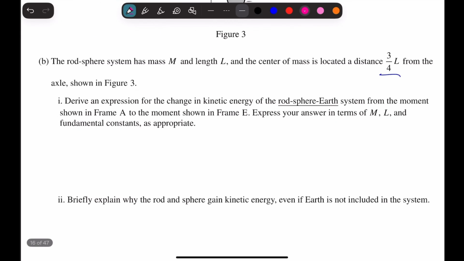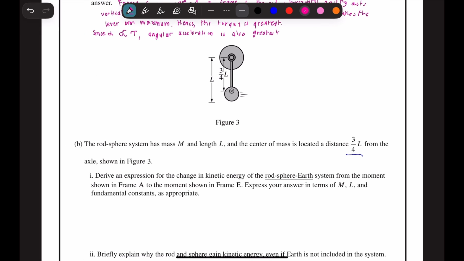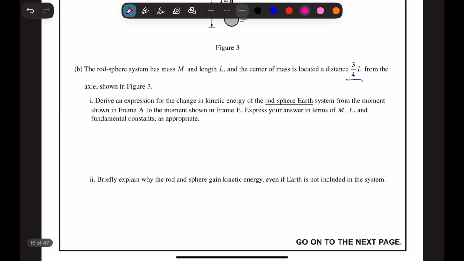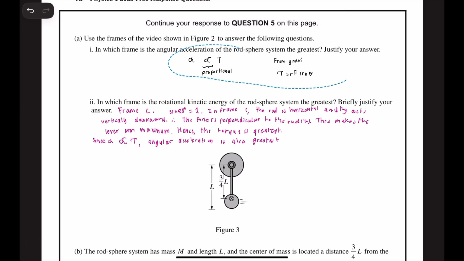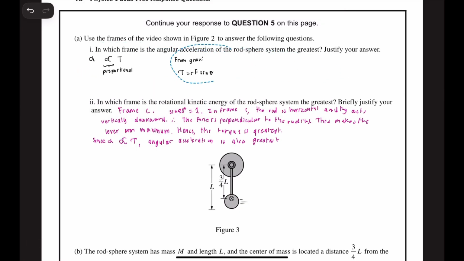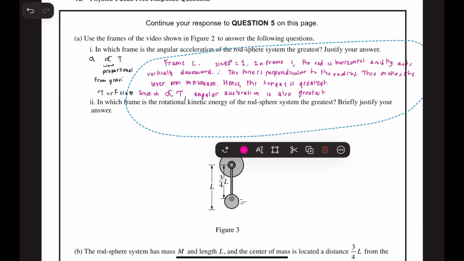Now, the rod sphere system has mass m and length L, and the center of mass is located 3/4 L from the axle as shown in figure 3. Derive an expression for the change in kinetic energy of the rod sphere system from the moment shown in frame A. Oh, I just realized we forgot to answer part 2.